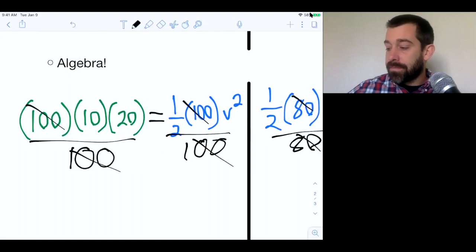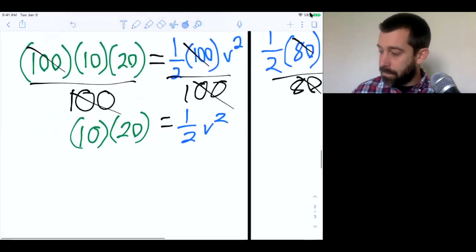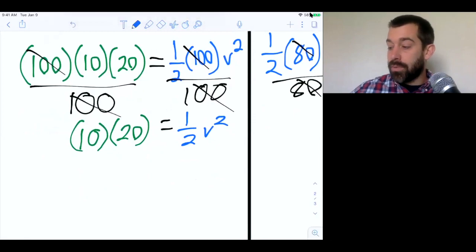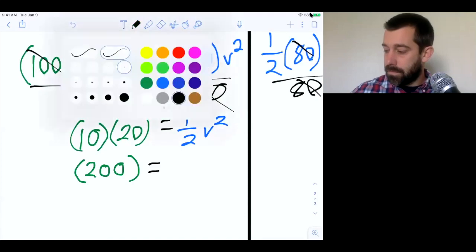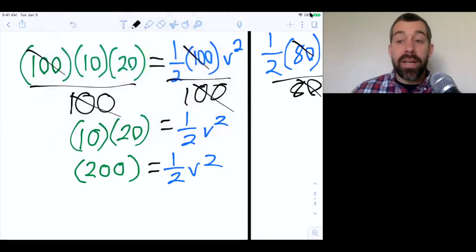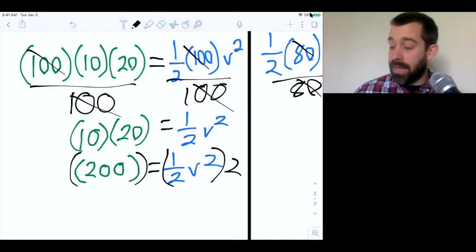Now I'm going to write out my sort of simplified next step. So now I have 10 times 20, which is a really simple solution. Now my next step, now that I've multiplied 10 times 20, is that I'm going to try to get v all by itself. And so the next way to do that is to get rid of the 1/2. In order to get rid of the 1/2, I have to multiply both sides of this equation by 2.